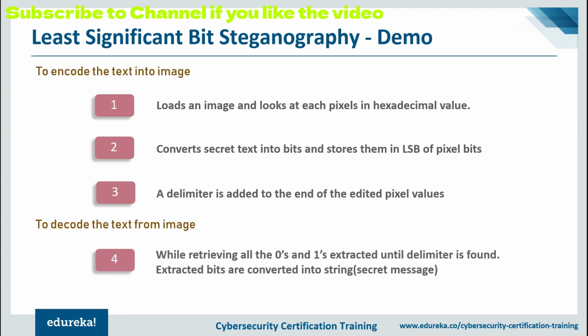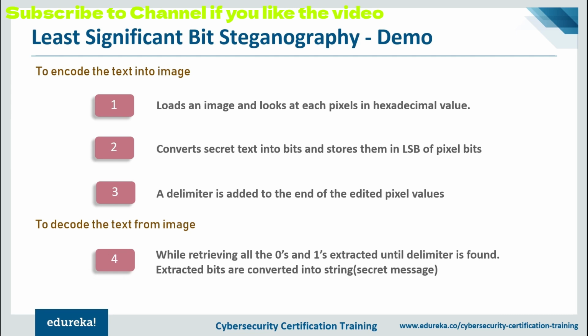Suppose you want to retrieve the data, then the program extracts all the zeros and ones from the stego image until the delimiter is found, and there goes our secret message. So these are the steps we'll be performing in the program. So guys, this is what the program does. To summarize, it takes our image and converts that into hexadecimal values, it takes our secret text and converts it into its binary value, then replaces the LSB of the cover image with the bits of the secret message. Once it does that, it adds a delimiter at the end so that we know this is where the text ended. So this is how encoding is done.